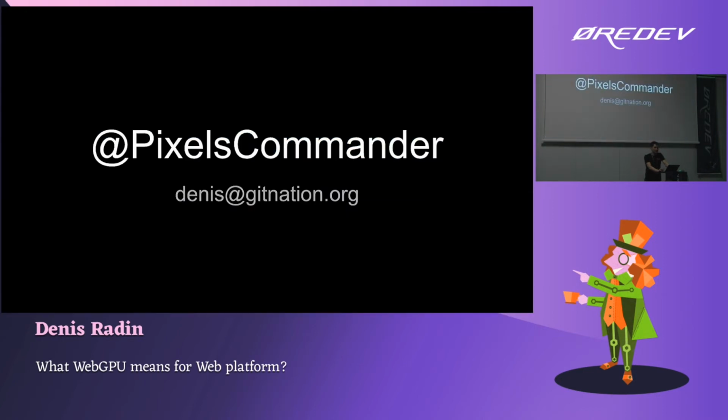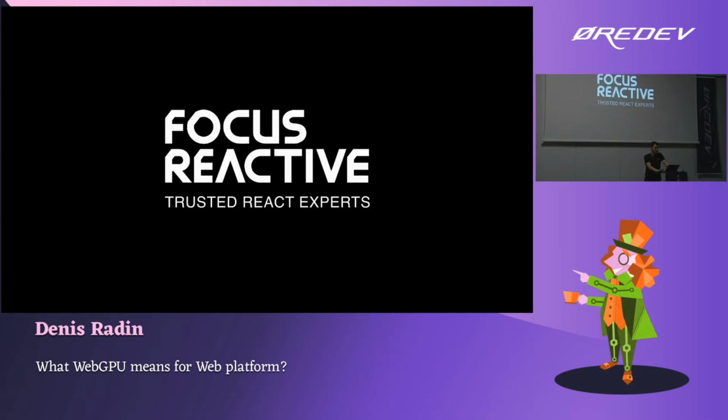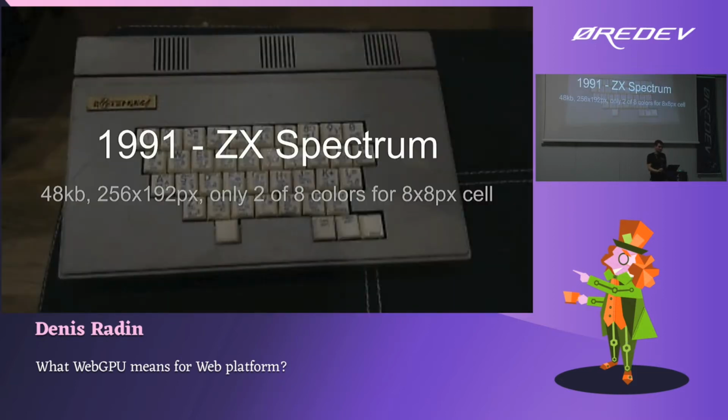So my name is Denis Radin. You can find me as a Pixels Commander online. I work in a company called Focus Reactive. We are a software house, also doing some 3D projects. Now I'm busy with a big 3D project migrating from Babylon.js to React Three Fiber.